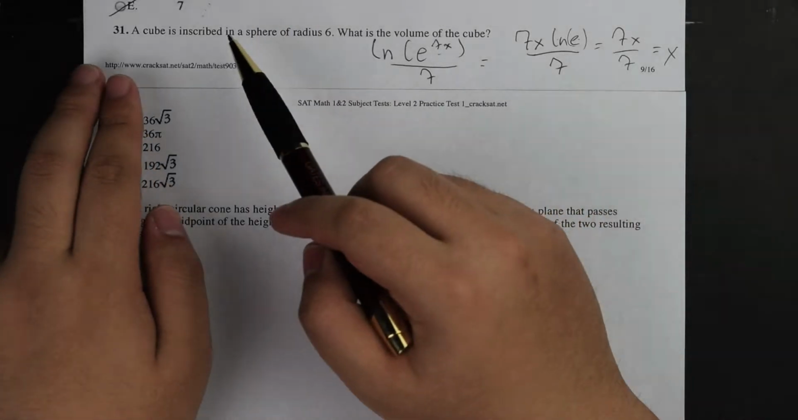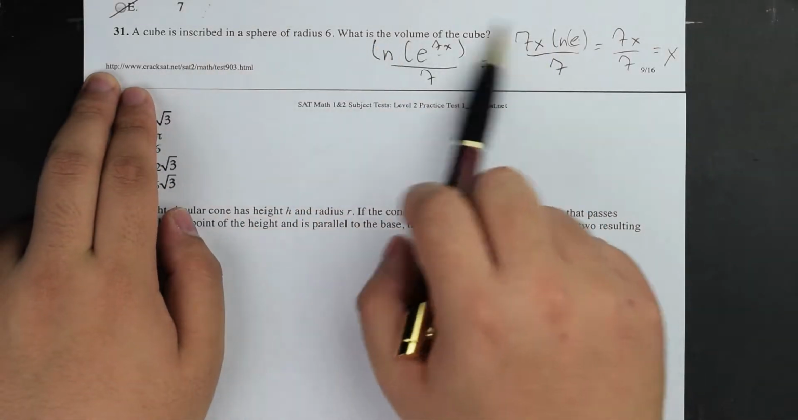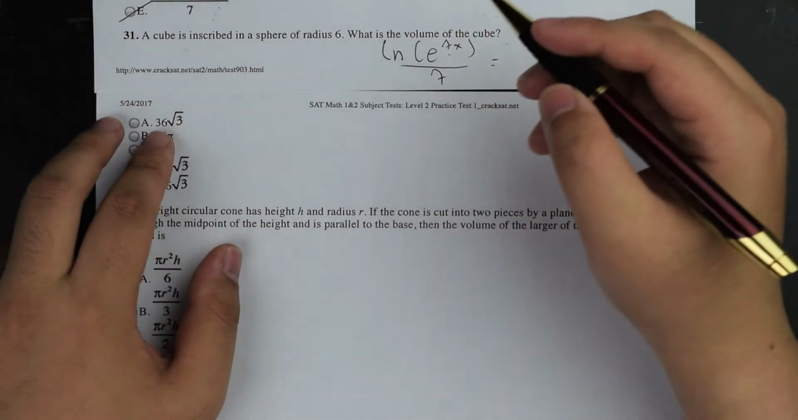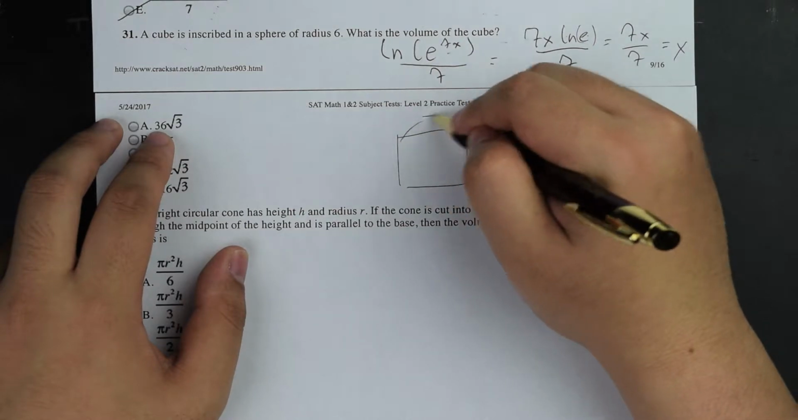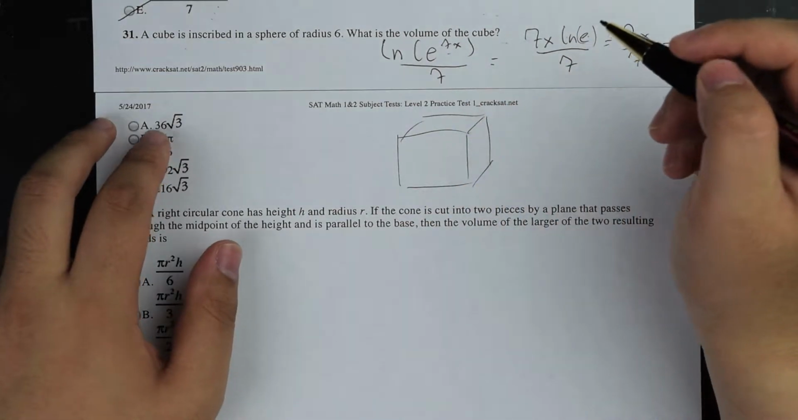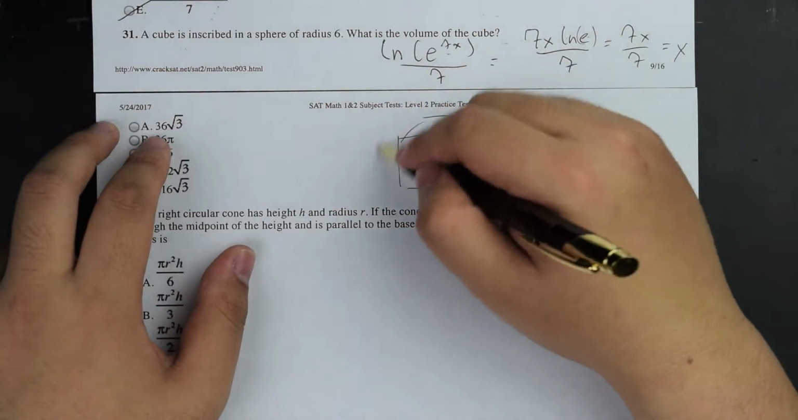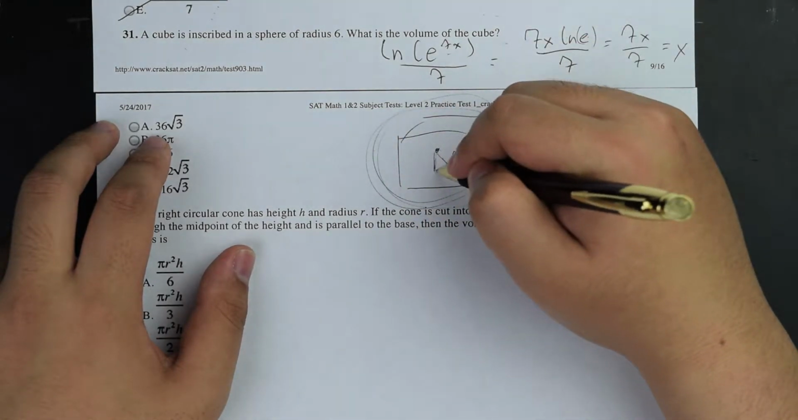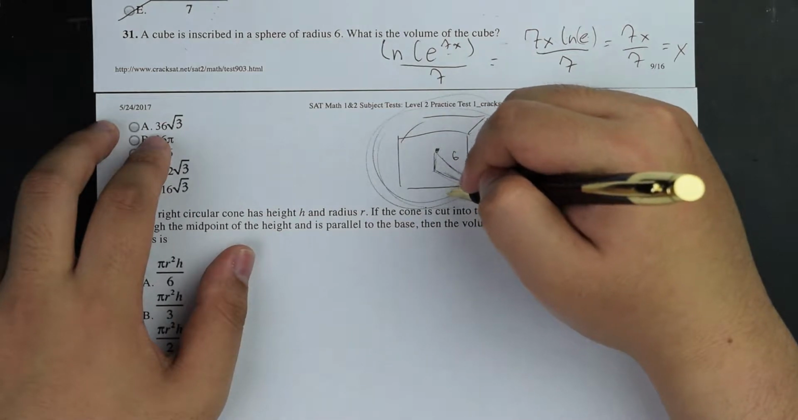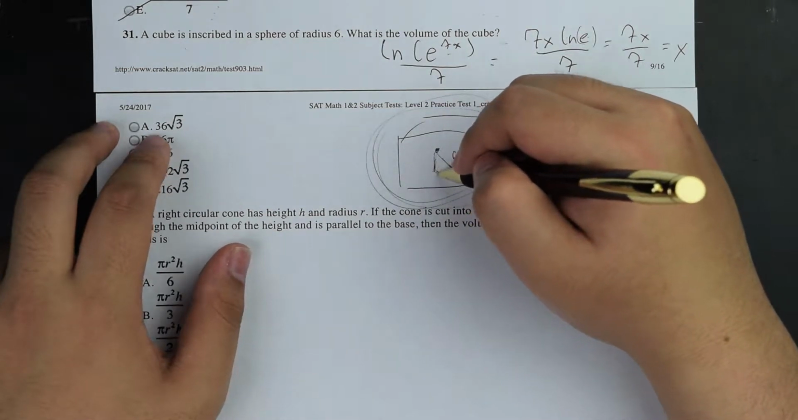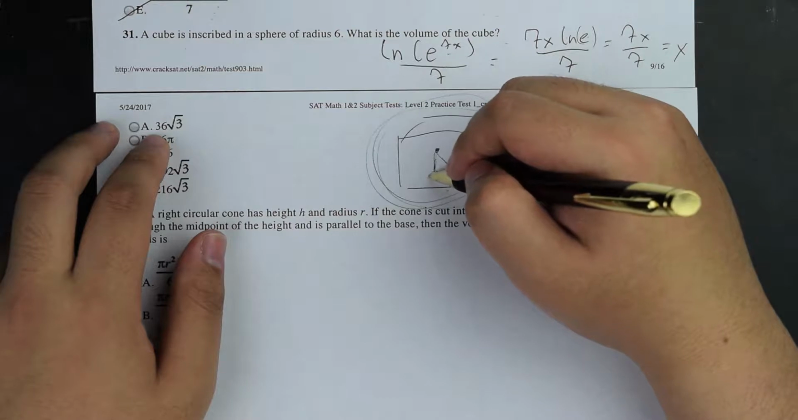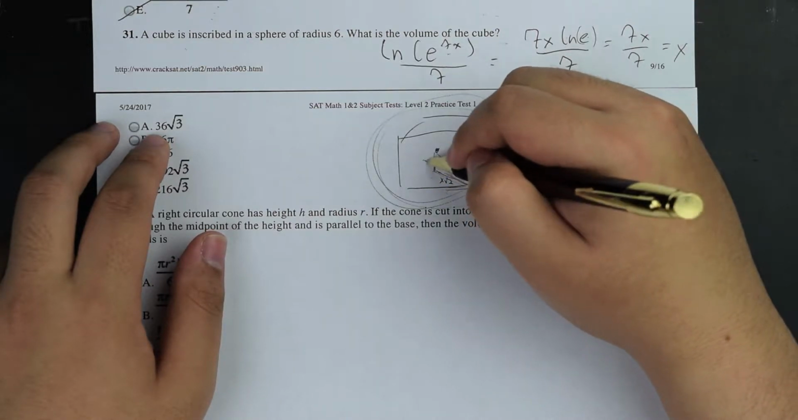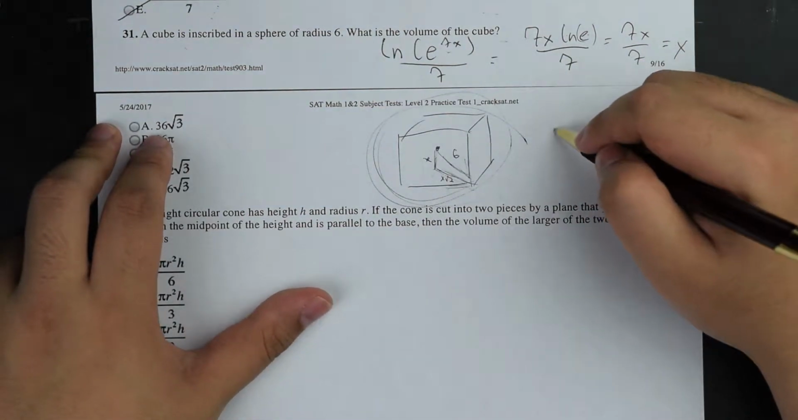For number 31, ignore this, it's just from prior questions I did in prior videos. Imagine as if there's a cube here, and there's a sphere with radius 6. So there's something like 6 here and here. This is x, and the same length applies to the other sides.